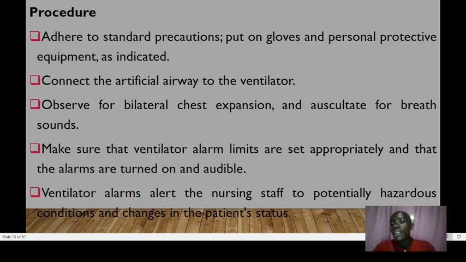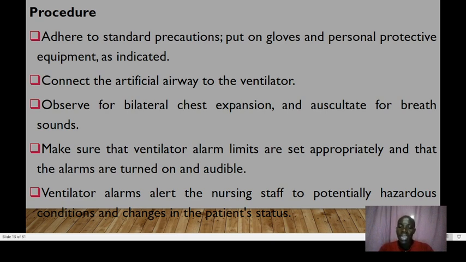So the procedure involves adhering to the standard precautions, like putting on gloves and other personal protective equipment, then connecting the artificial air to the ventilator. Remember, the air has to come from the source to the mechanical ventilator, and the ventilator now delivers the oxygen to the patient via the endotracheal tube. Okay, so you observe bilateral chest expansion and auscultate for breath sounds. Then you make sure that the vent alarm limits are set appropriately and that the alarms are turned on and audible.